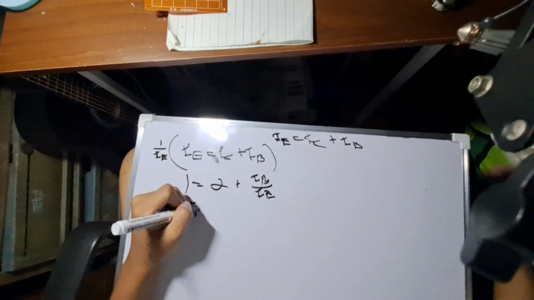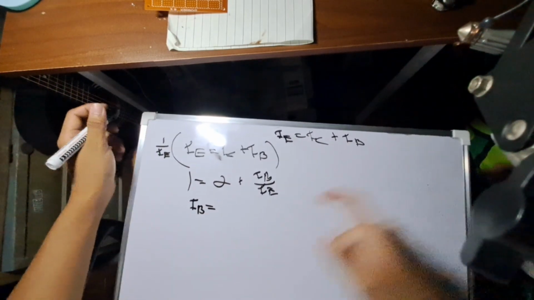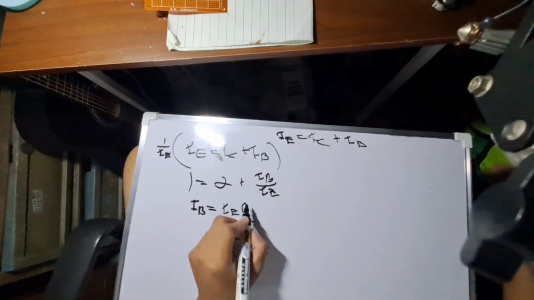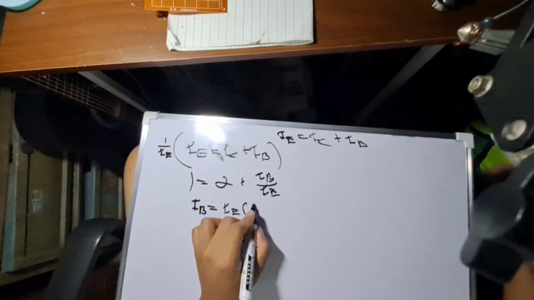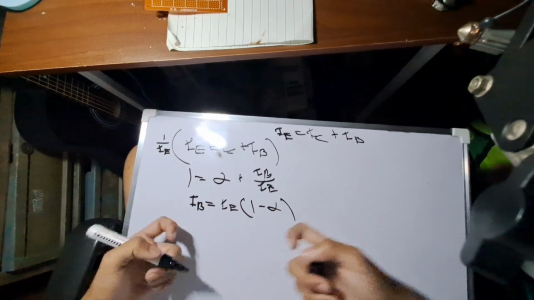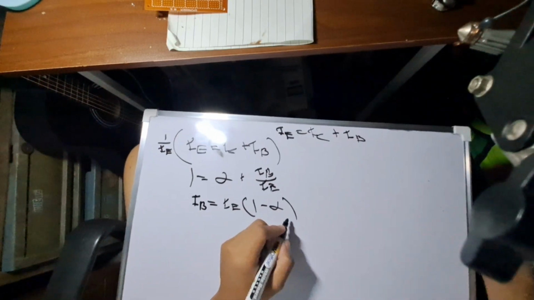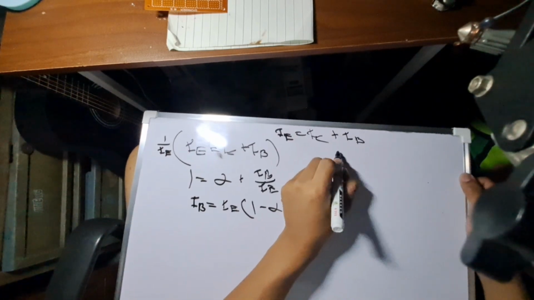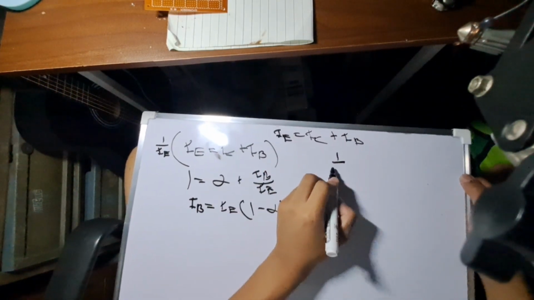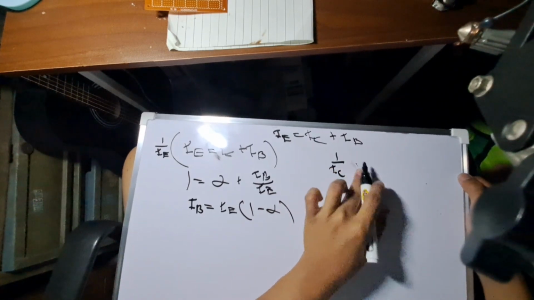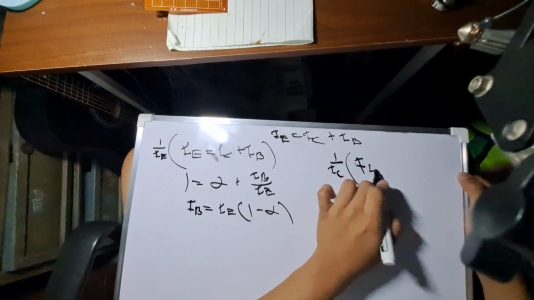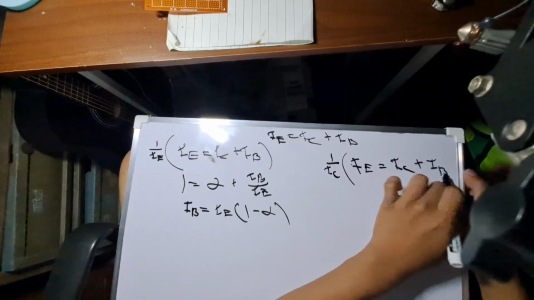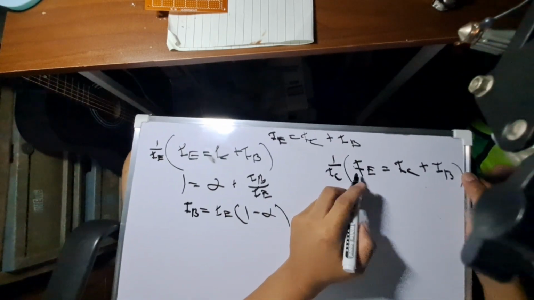Therefore, we will have this IB. So, IB is equals to IE times 1 minus alpha. One of the many equations. So, let's do the same thing, kaso iba naman. Let's say si IC naman yun. IE is equals to IC plus IB. So, IE over IC.